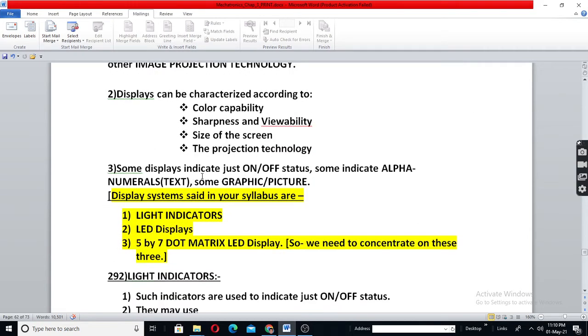Some displays indicate only on and off, say LED. Some indicate alphanumerics, say 7 segment display. Some indicate graphics or pictures. Some indicate only graph, CRT. Some indicate picture also. In your syllabus, only light indicators, LED, and a 5 by 7 dot matrix display are asked.